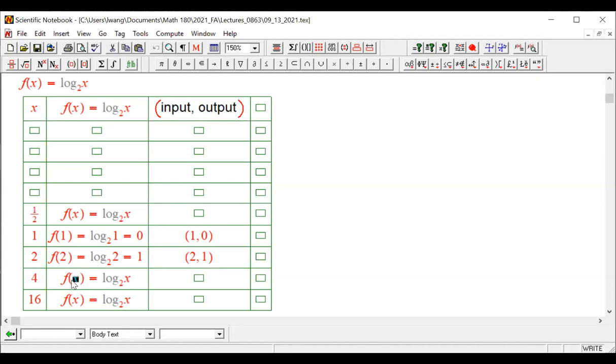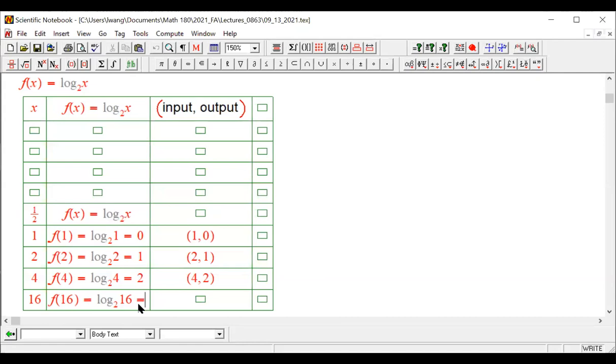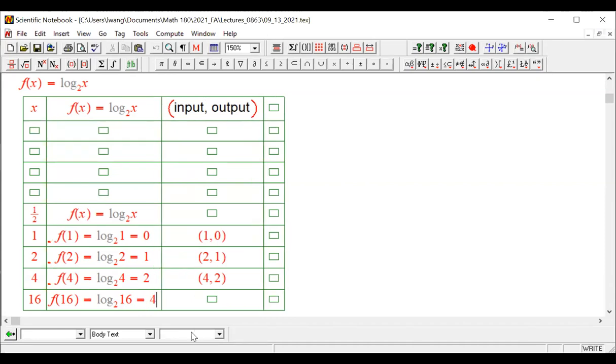What if input is 4? 2. Excellent. So when input is 4, output is 2. Input is 16. Four. Wonderful. You got it. 16, 4. Okay. So how do you know you get it right?